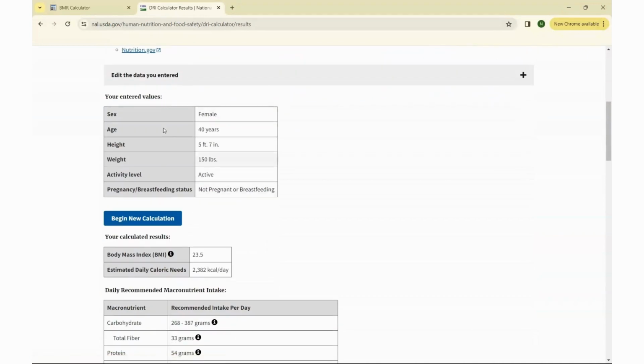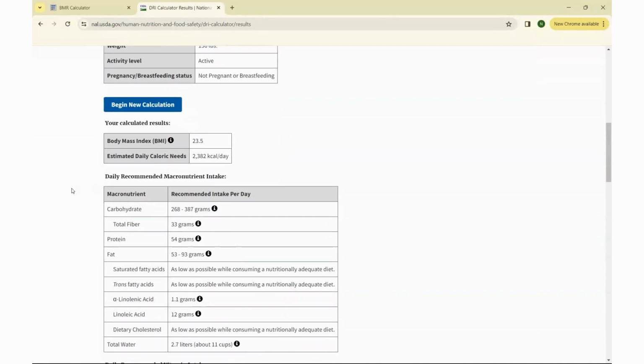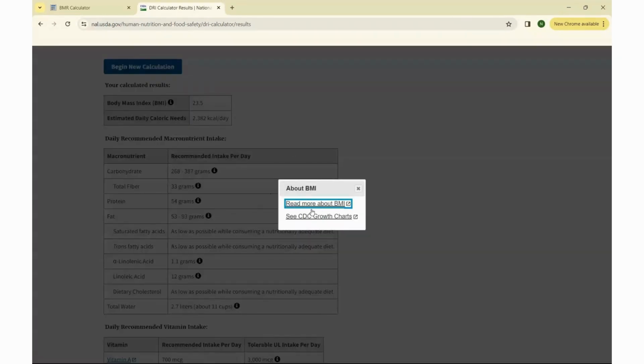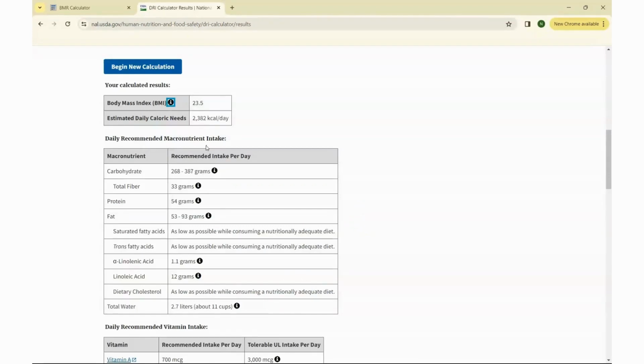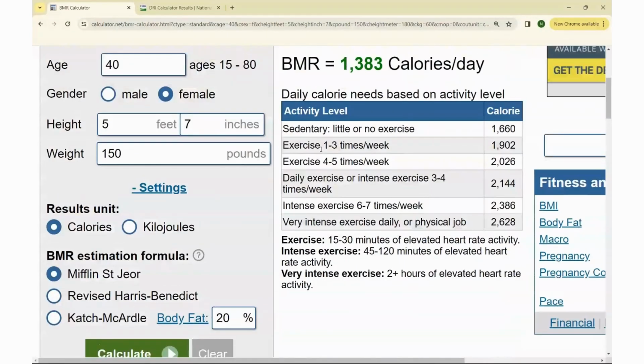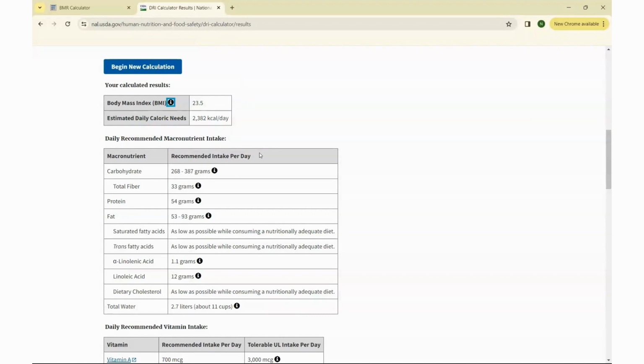So what it gives you, it tells you all the information you just entered there. It gives you your body mass index, BMI, and all these little I will give you places you could go read more information about where they're coming up with this. It gives you your estimated daily caloric needs. So you can see I chose that I was active and it tells me 2,382. Let's compare that to here, 2,386. So that's pretty close between the two there.